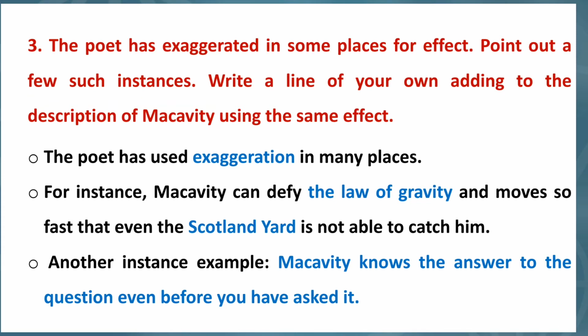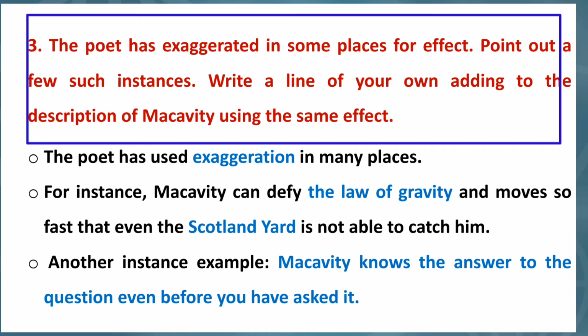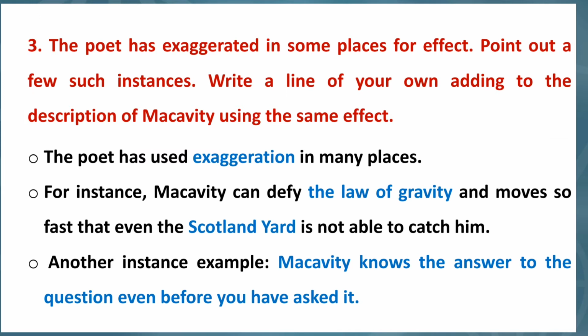Move to the next question. The poet has exaggerated in some places for effect. Point out a few such instances. Instances means examples, and write a line of your own adding to the description of Macavity using the same effect. So now let me explain. You know very well, generally in poems, the poets use some figurative language and especially some exaggerated expressions, and here T.S. Eliot also used some exaggerations in order to express the Macavity cat.